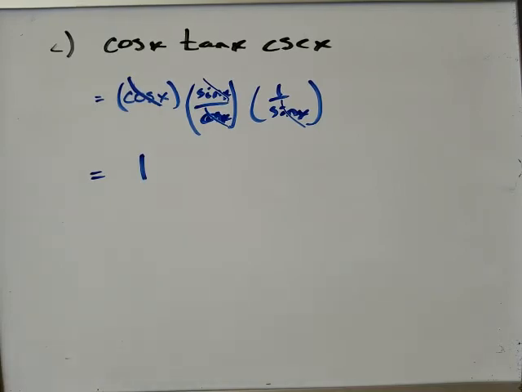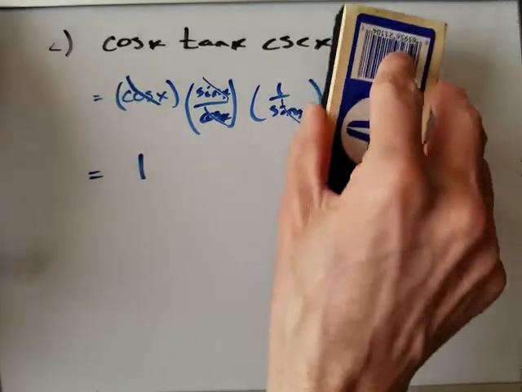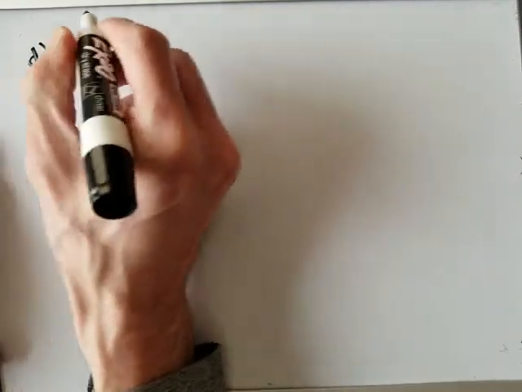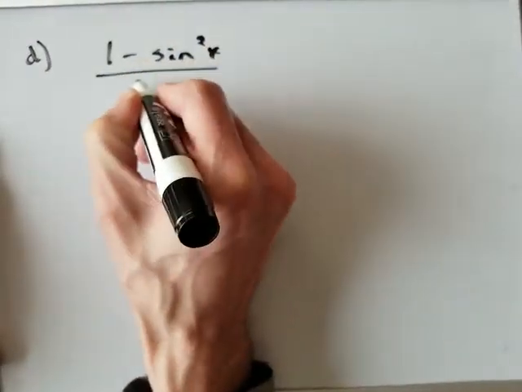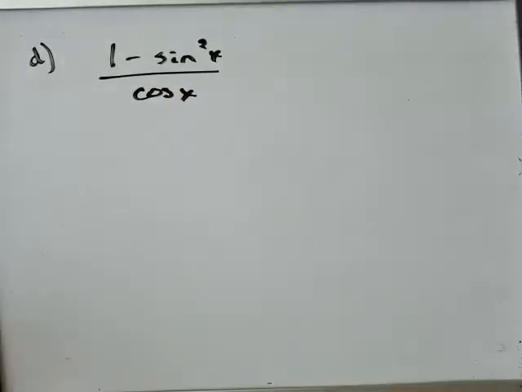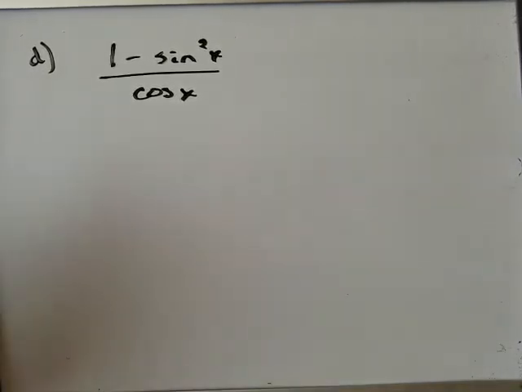Now, second last example. I need the full board. This one requires a little bit of manipulation of one of the identities. For example D, in your PDF version of the notes, you have 1 minus sine squared divided by cosine, and the question says, simplify this. Make it as small as you possibly can. And you might be like, ooh, I was kind of liking A, B, and C a bit better, even though I didn't see what to do. They made a little bit of sense.